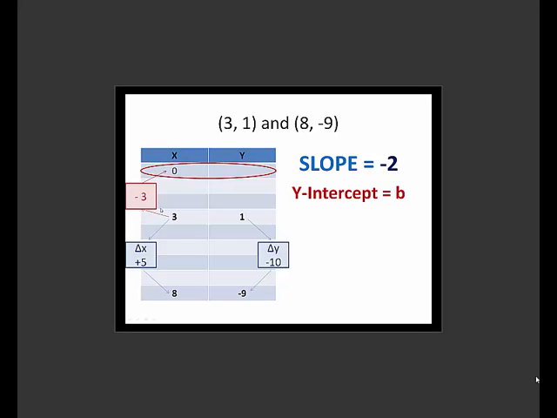Notice I had 3 and 1 as a pair. I could have gone back 3 in the x to 0. But if I go back 3, that means I'm going to go back 3 negative 2's. Why go back 3 negative 2's? Because the slope is -2. And -3 times -2 is 6. And I could have said 1 plus 6 is 7. So that could have been a quick way to find out my y-intercept, which would have still given me y equals -2x plus 7.